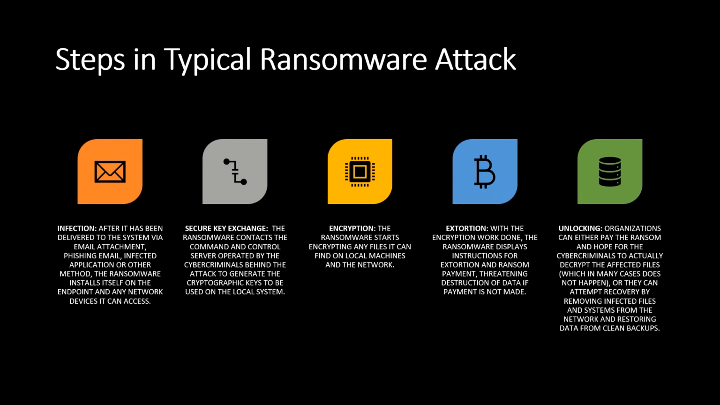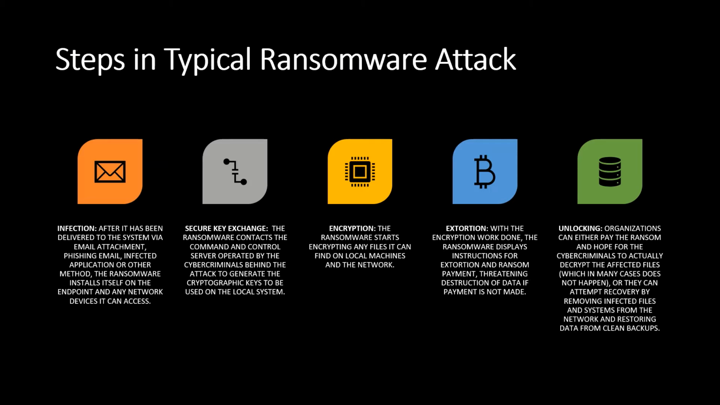Here are the steps in a ransomware attack. Infection comes after the ransomware is delivered, where the ransomware installs itself on the endpoint and any other network devices it can access. The next is secure key exchange, where the ransomware contacts the command and control server to generate cryptographic keys to be sent across the local system. Specifically, ransomware uses a form of asymmetric public key cryptography.